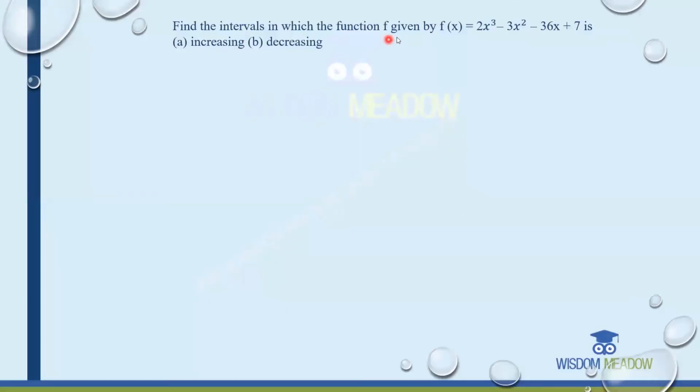Find the intervals in which the function f given by f of x is equal to 2x cubed minus 3x squared minus 36x plus 7 is increasing and decreasing. So first you have to solve for the turning points, the critical points. So you have to equate the derivative to 0. So the derivative of this is going to be 6x squared minus 6x minus 36 equal to 0.